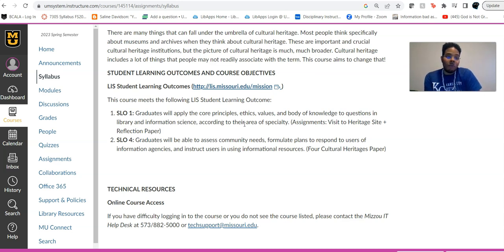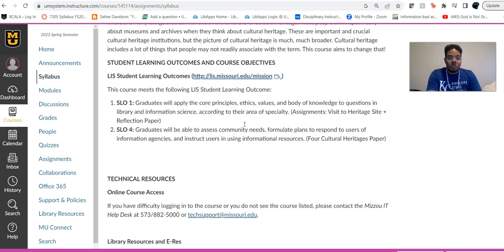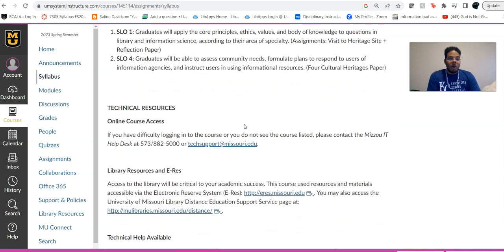SLO 1. As far as SLO 4, graduates will be able to assess community needs, formulate plans to respond to users of information agencies, and instruct users in using information resources. The four cultural heritages paper, and we will be talking about that a bit later, that corresponds to SLO number 4. All right.